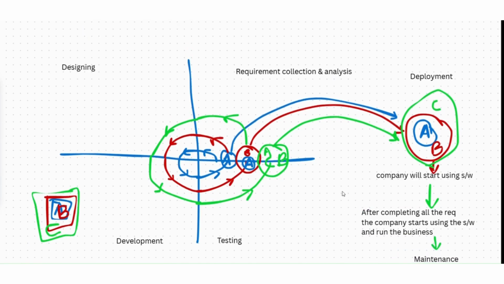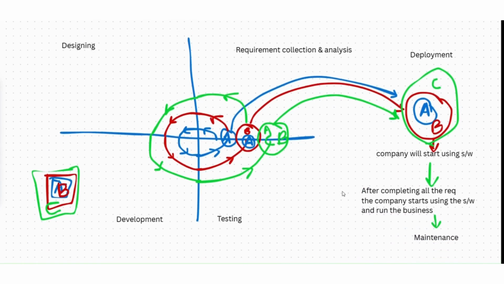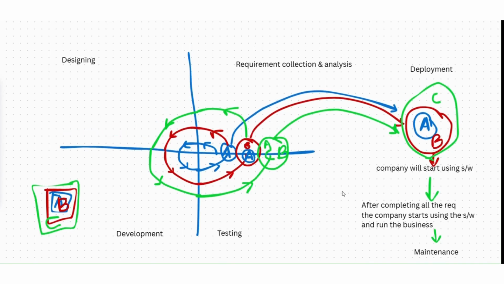Now, I will explain all these things in short. Let's see. The spiral model is mainly used when the customer gives the requirements in stages. Now, the customer came to the company and said that the company should take the requirement for module A from the software. Now, the company starts with the requirement collection and analysis of module A.